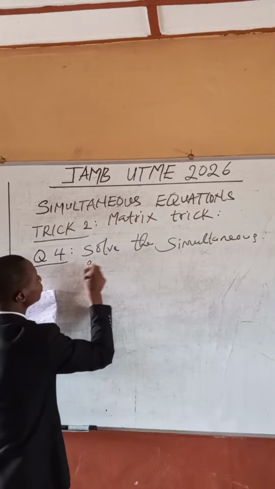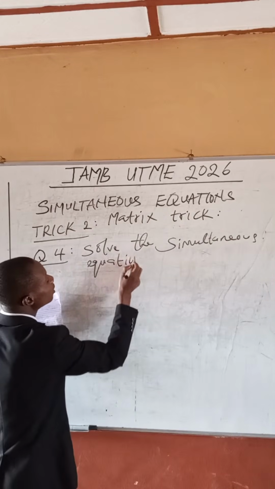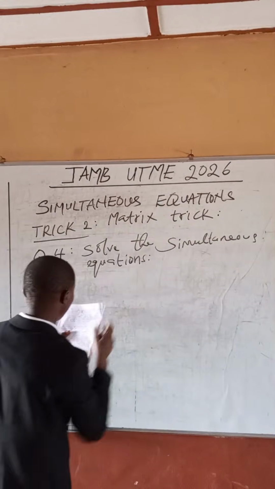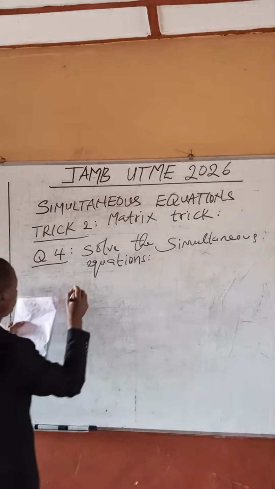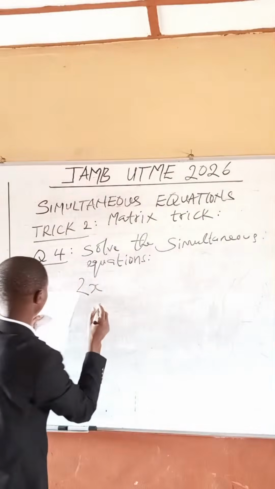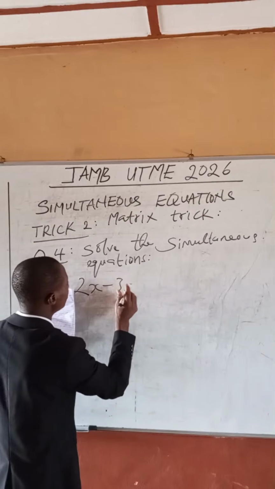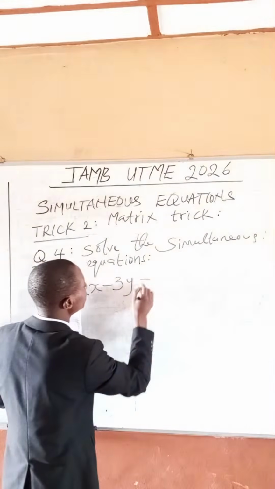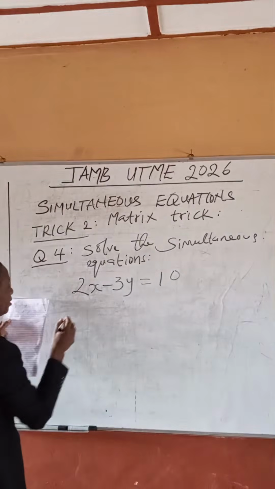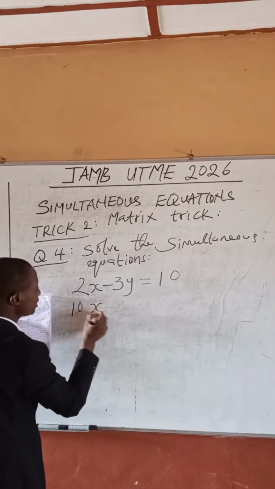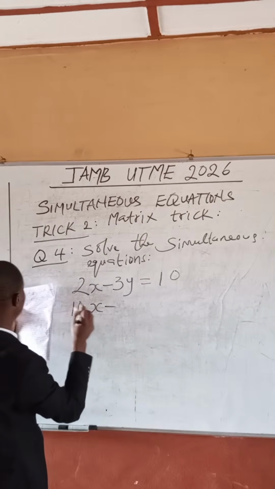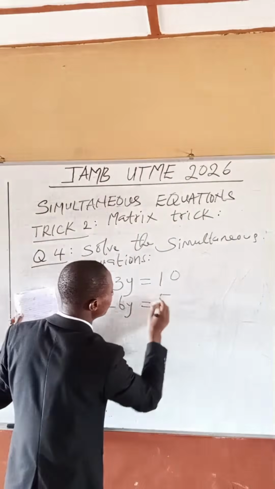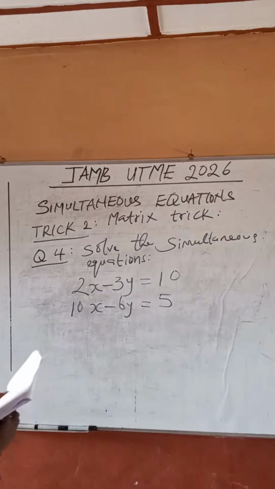Simultaneous equations. Simultaneous equations are usually in pairs or even more than 2, but we are not going through that level now. What are the equations? We have 2x minus 3y equals 10, and we have 10x minus 6y equals 5. So this is what we have to solve now.